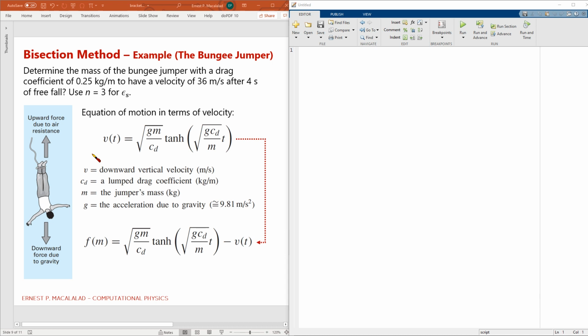Also we take note of the following, that the stopping criterion, as I recall, is equal to 0.5 times 10 to the 2 minus n percent. Okay, so let's apply that in MATLAB.